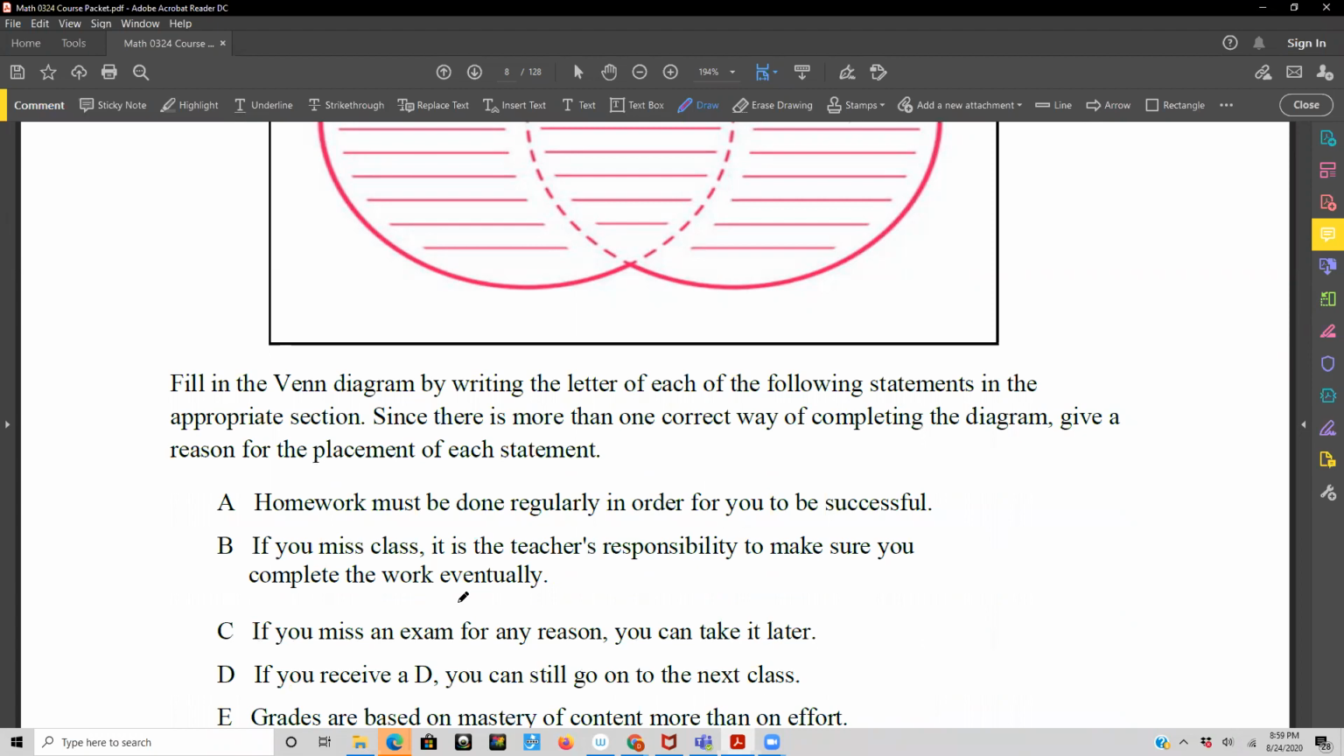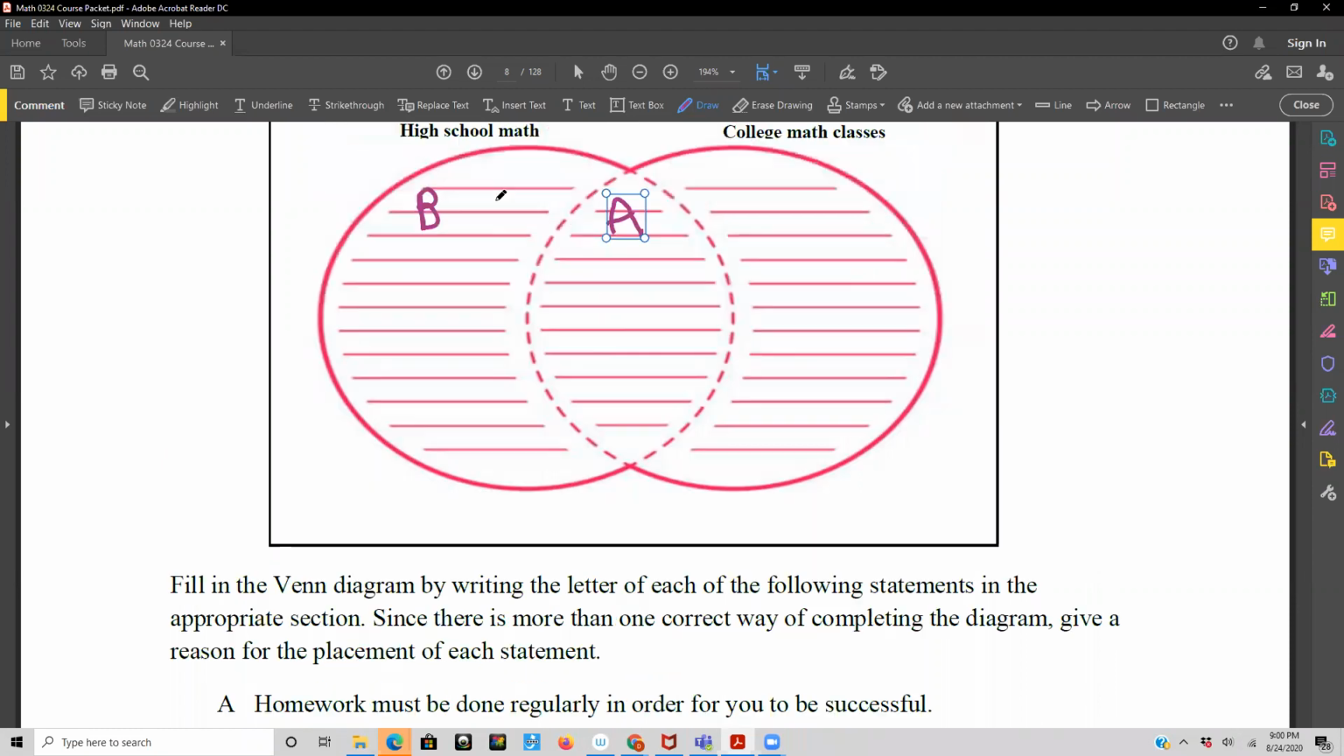All right, part C. If you miss an exam for any reason, you can take it later. Now, in high school, that's generally true. I don't care if you miss class, but in college, no, not for any reason. You really can't miss an exam because you just didn't feel like coming to class that day. So I'm going to put that under high school, because I don't think you can miss an exam for any reason in college.